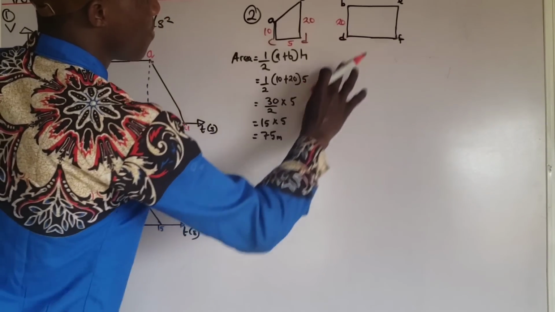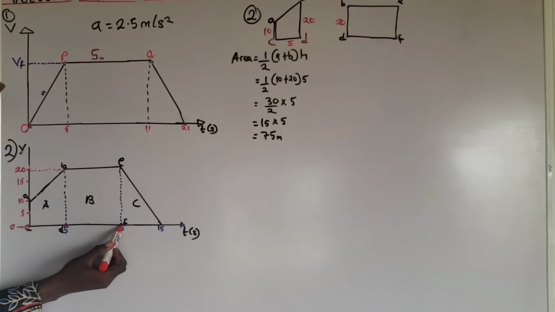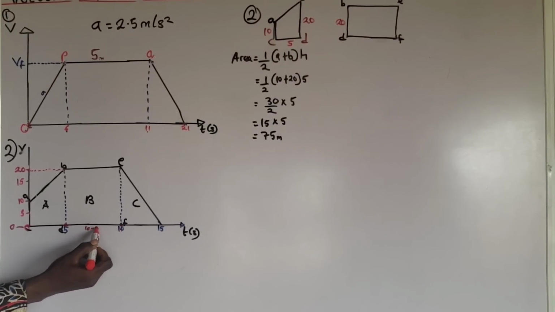And now, what is DF? DF will be 10 minus 5. Are you paying attention? Hello? The distance between this point and this point will be 10 minus 5. 10 minus 5 is equal to 5. So the distance between this point and this point is 5.